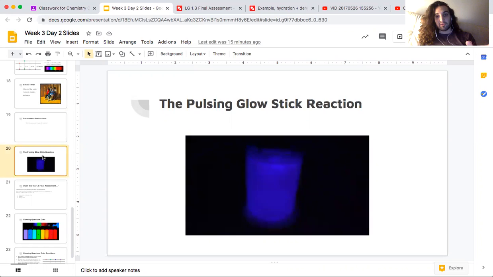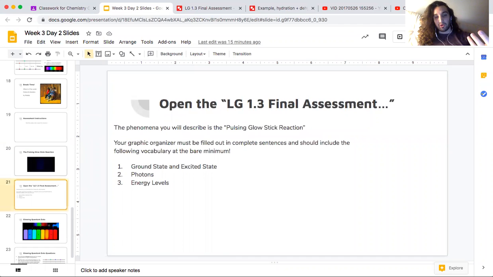We're going to look at this GIF. This GIF is titled the pulsing glow stick reaction. You can kind of see, ooh, maybe that makes sense why it's called the pulsing glow stick reaction. Watch it a couple times. Definitely think about it, wonder about it. After you think and wonder about it, then you're going to go back to your Google Classroom.